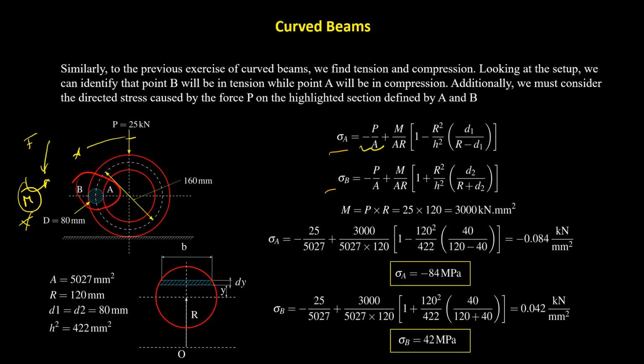Now, these kinds of units are a little bit messed up, so let's put it in units more sound for us. Here is where I will transform these kilonewtons per square millimeter into a more conventional stress unit representation. In this case, I will have as compression minus 84 megapascals for point A, and I will have 42 megapascals in tension for point B.